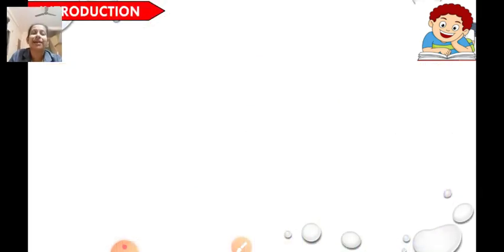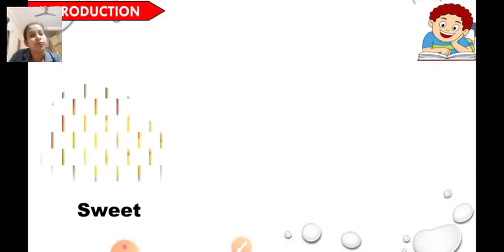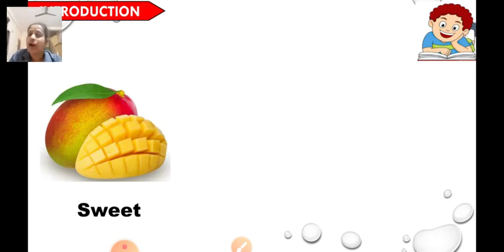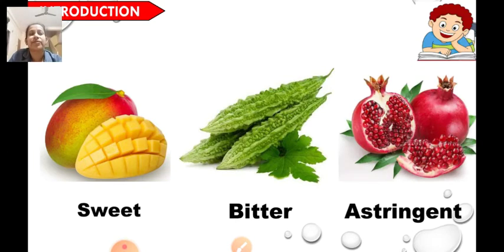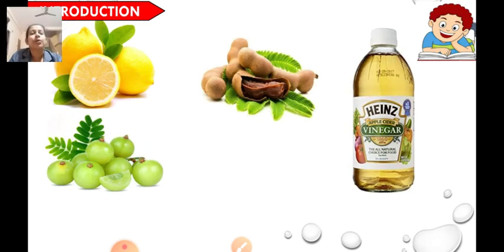Now, you might have eaten a sweet fruit like mango or maybe banana or jackfruit, correct? Then you might have eaten something bitter like karela or bitter gourd, correct? And an astringent taste also you might have tasted, like that of the pomegranate, right? So all these have different tastes. Then you might have had sour fruits like lemon, amla, or maybe tamarind, or even vinegar. What is their taste?